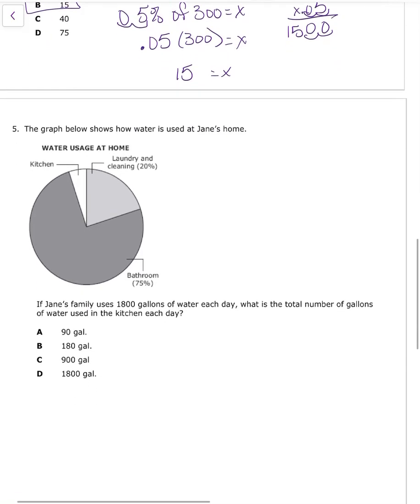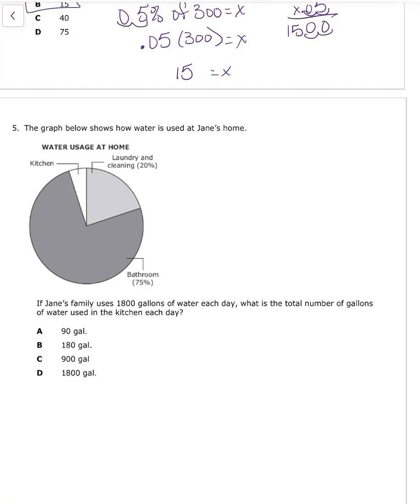All right, last question. The graph below shows how water is used in Jane's home. So we've got the kitchen, it's used the least, the laundry and cleaning is 20%, bathroom is 75%. If Jane's family uses 1,800 gallons of water each day, what is the total number of gallons of water used in the kitchen? Oh, they're trying to be tricky. That's the total, but look right here, it says what is the total number of gallons used in the kitchen? They're trying to trick us. Kitchen is not a total, right?